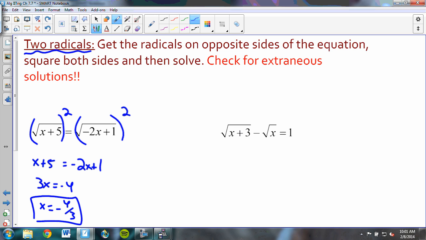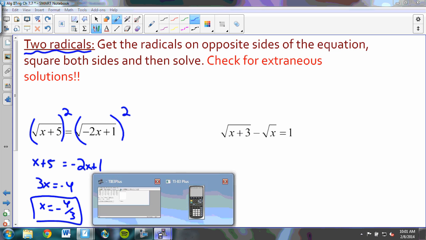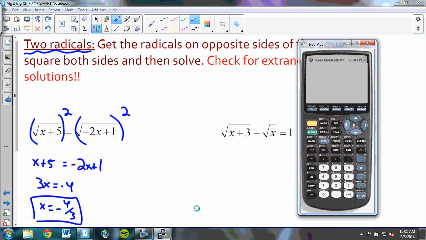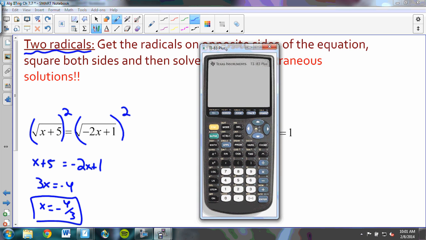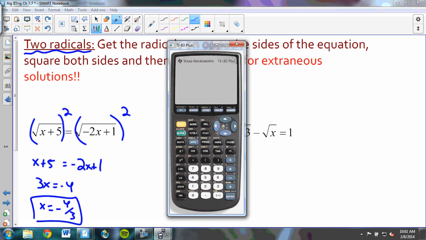I'm going to check that, and I've shown this to you once before a long time ago, but I'm going to show you how you can put this in your calculator kind of nicely to check it. I'm going to take negative 4 thirds, press this store button right here. That gives me that arrow. I'm going to store it as just some letter. I'll store it as A.